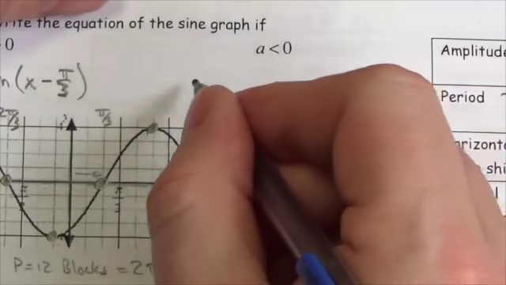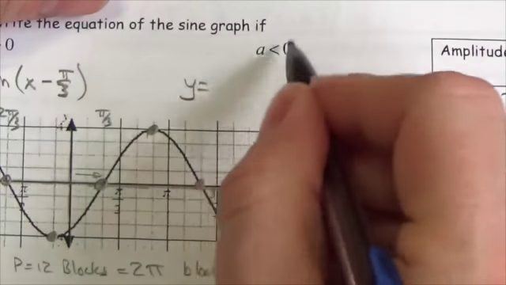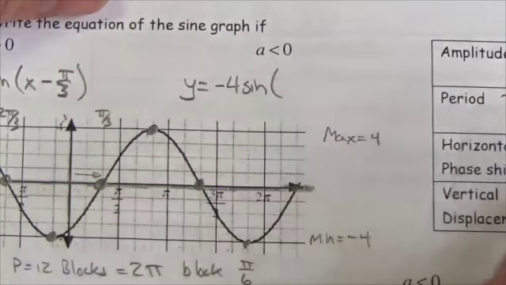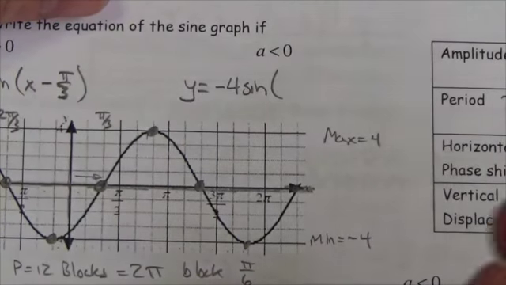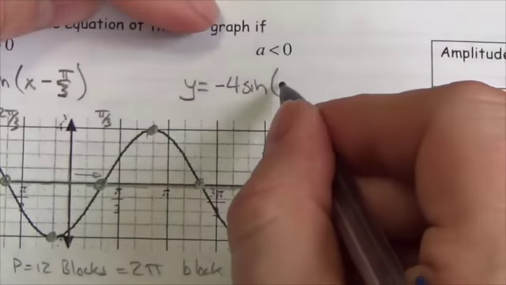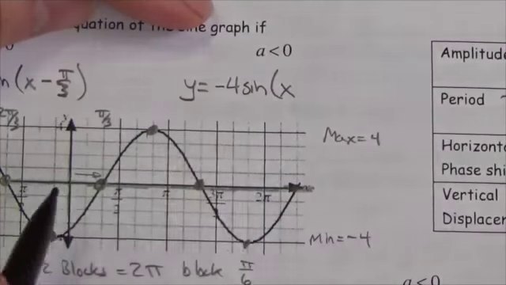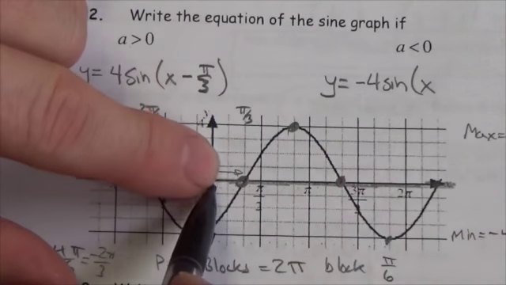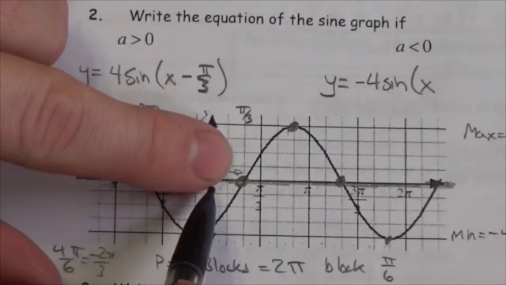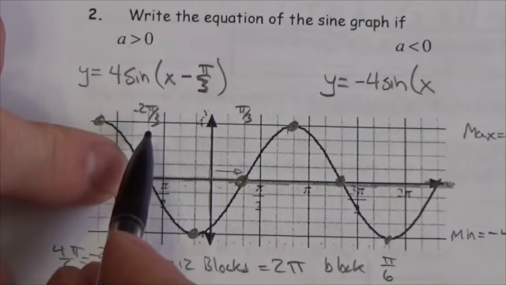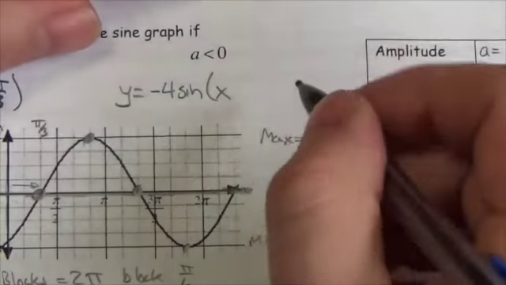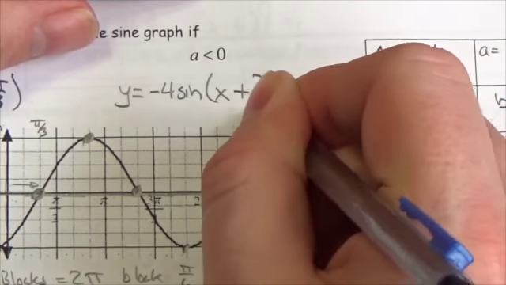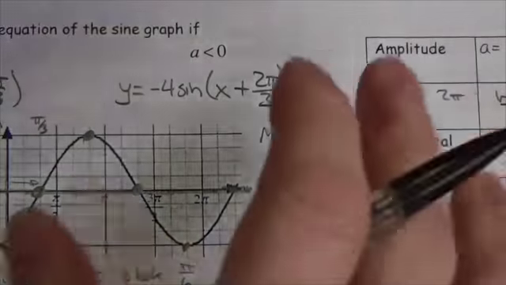So my equation will be y equals, now in this case I want my amplitude to be negative, so negative 4 sine of, now the b value is 1, so I don't have to put anything in there, x. Now this time, the negative sine graph, that should have been on the origin, but it has been pulled over 2 pi over 3 to the left. So to communicate that, I do x plus 2 pi over 3. And so there you go.